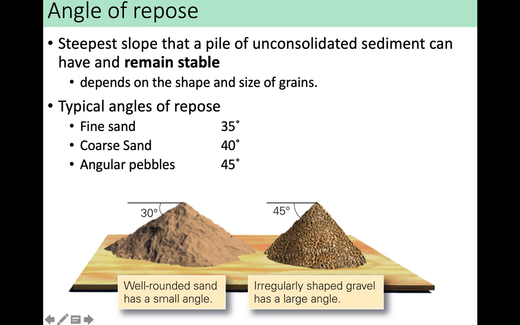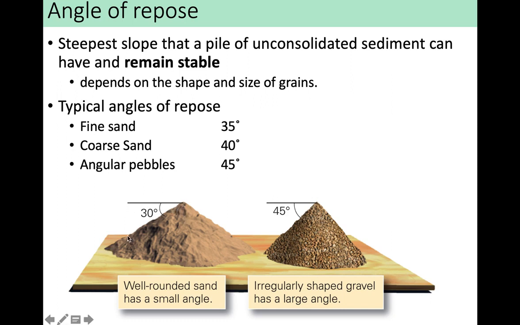Whereas something like angular pebbles, like this pile here, you can actually pile up at a steeper slope because they aren't going to falter as easily. It's not going to have a failure or a mass movement as easily because these are really irregular, they're larger, they're a little more locked together, say, than the fine-grained sand, which can flow quite easily down this slope. So that is the angle of repose. When we talk about mass movements, we talk about the angle. So is the slope stable?